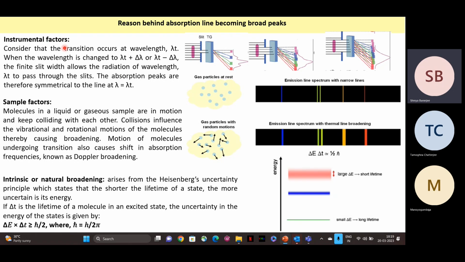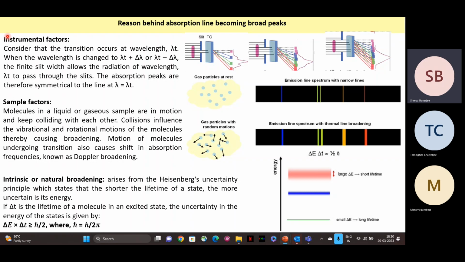There can be many reasons. One of the reasons is an instrumental factor. In the instrument, for your absorption, there is a slit through which the light is passing. And the slit is allowing wavelengths of not exactly lambda, but differing slightly, like plus delta lambda, minus delta lambda. So the wavelengths passing through the slit can differ in a slight range of lambda. So the absorption peak becomes symmetric around the wavelength that is absorbed.